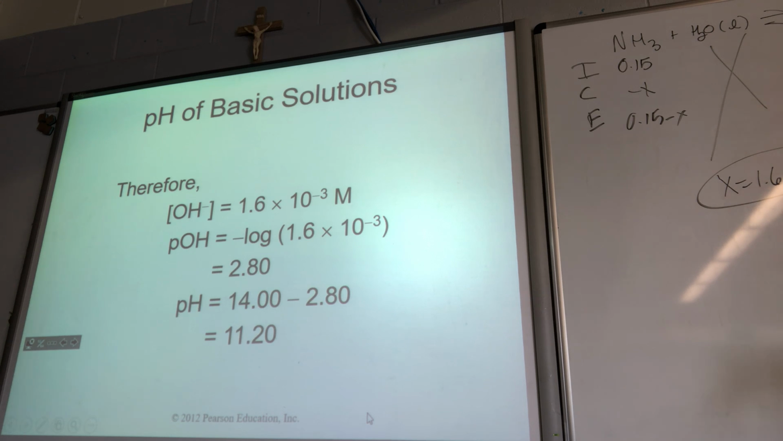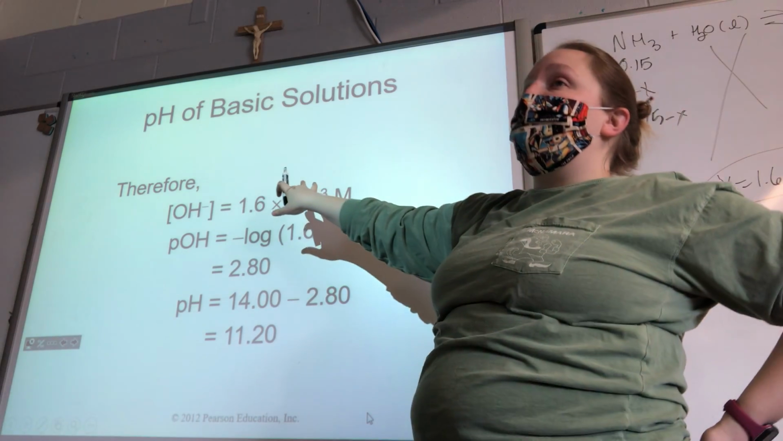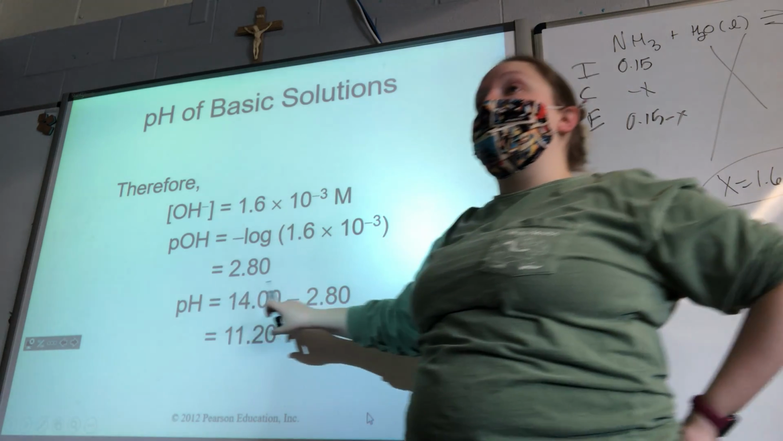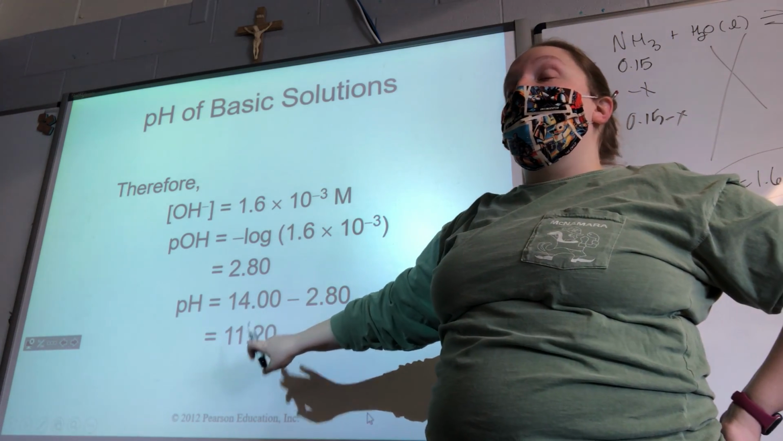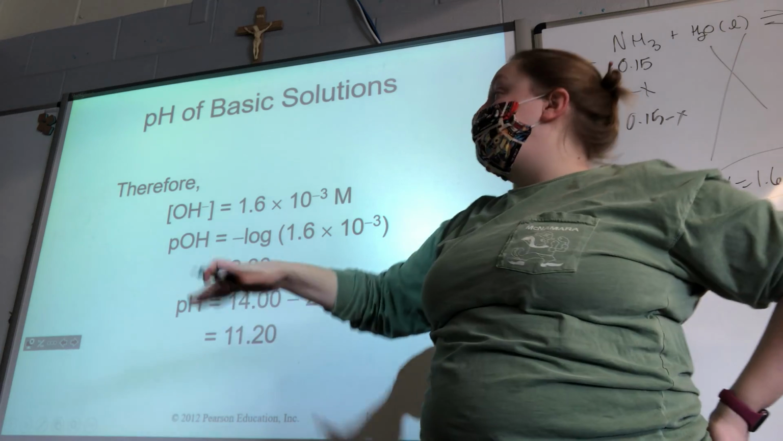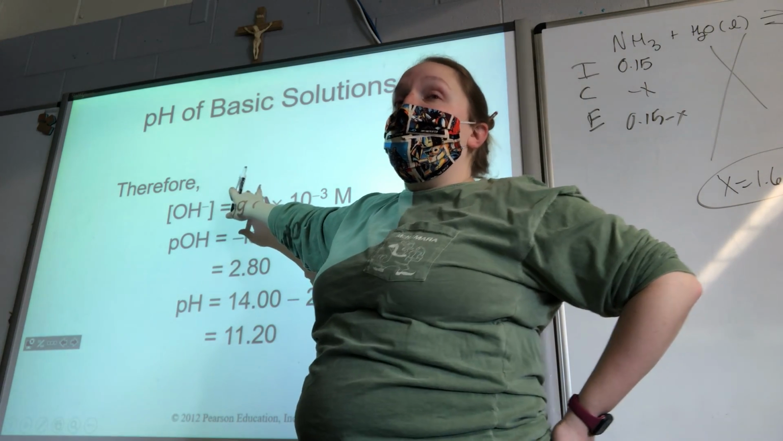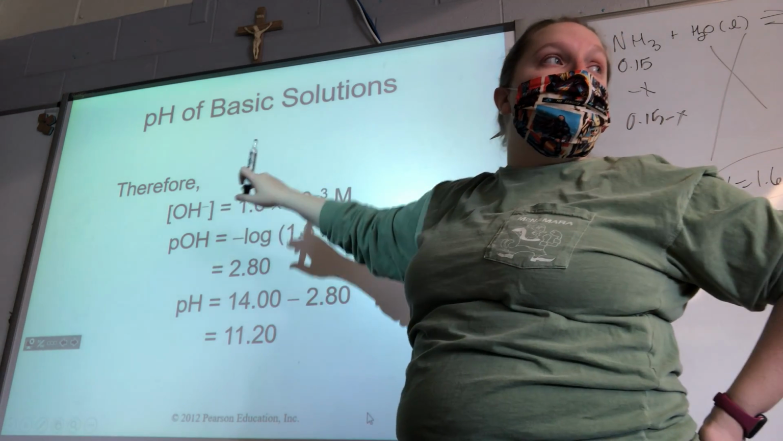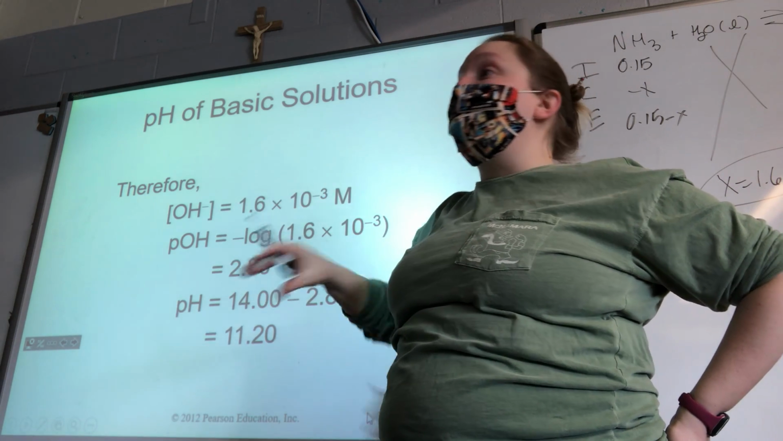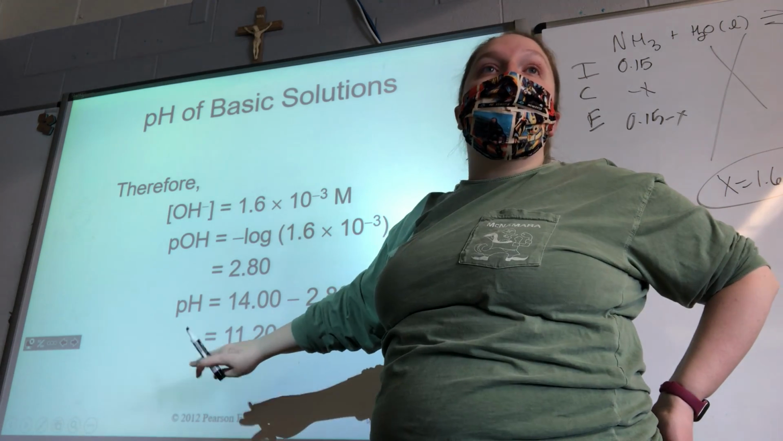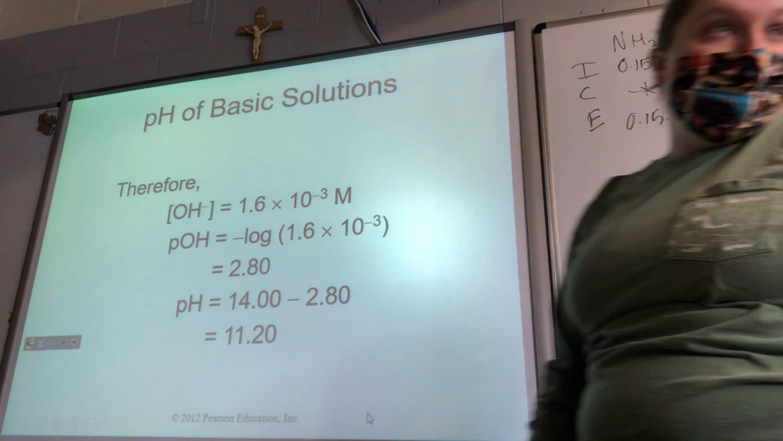Yeah, so two different ways we can do this. The way they did was they took the concentration of OH, calculated pOH, and subtracted it from 14 to get pH. You could use Kw to get H plus concentration. Then you could just plug the H plus concentration into pH. Either way that you choose to solve, you should get the same or very close pH.